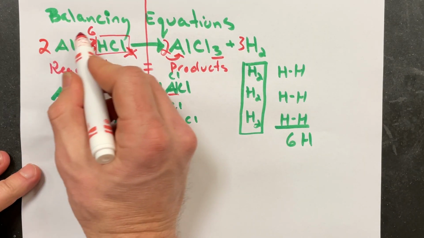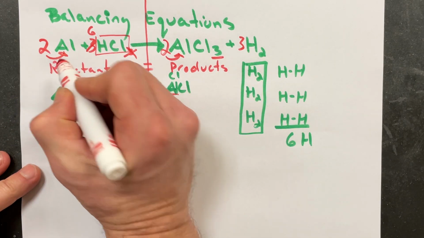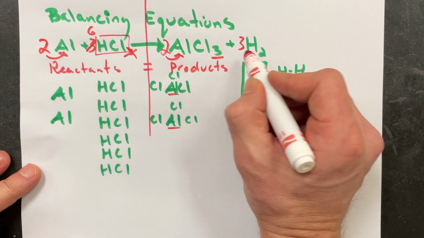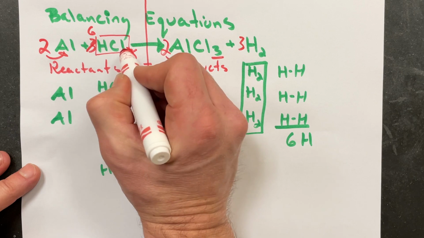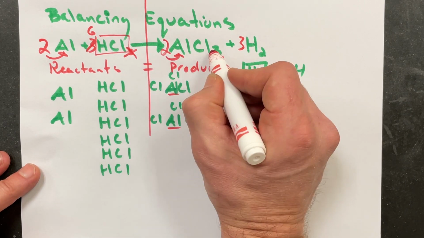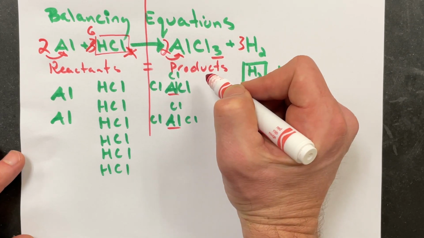So this becomes our balanced equation, and you always want to double check. I have 2 aluminums and 2 aluminums. I have 6 hydrogens, and 3 times 2 is 6 hydrogens. I have 6 chlorides, and I have 3 times 2, 3 chlorides, 2 times for 6 chlorides. So that's my balanced equation.